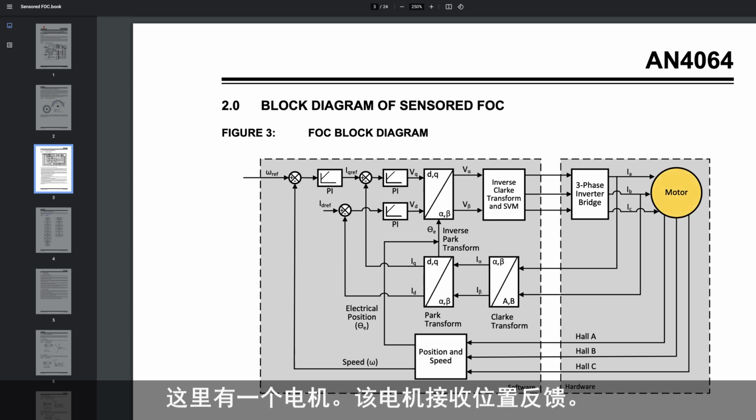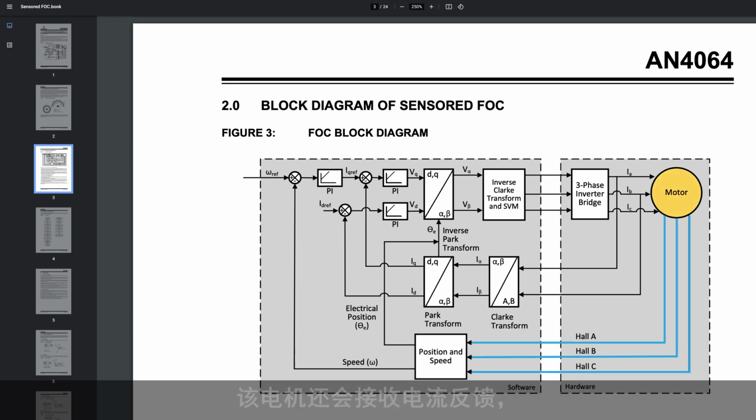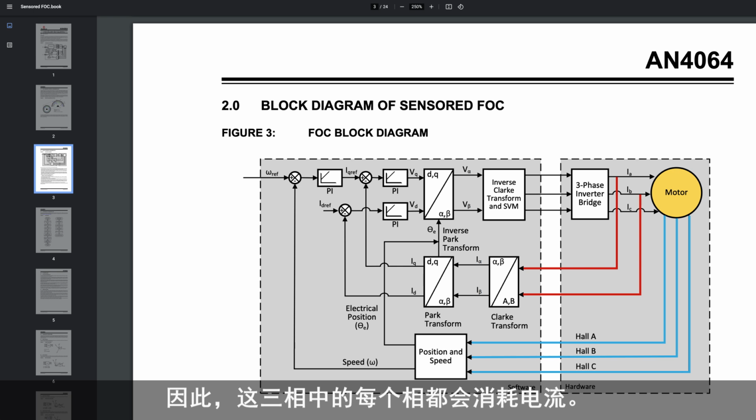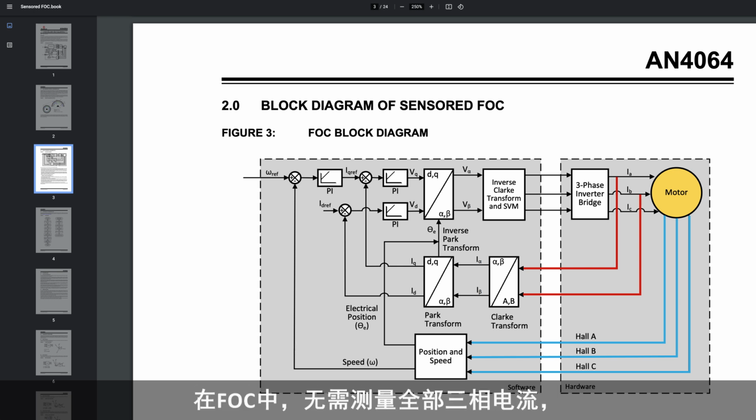The motor has position feedback coming in. The motor also has current feedback. All three phases that a BLDC motor is driven through are consuming current. You don't have to measure all three phases in FOC, because technically the summation of all three phase currents sums up to 0. So if you measure 2 out of the 3, you can always estimate the third one.